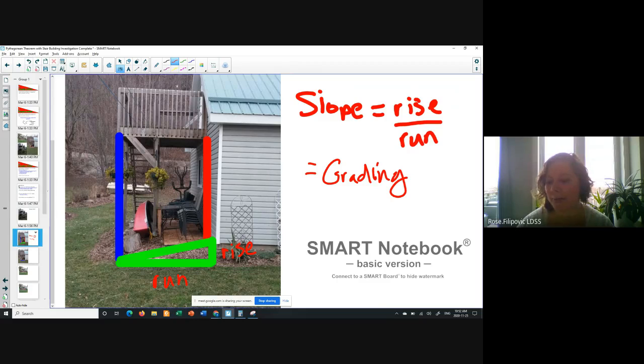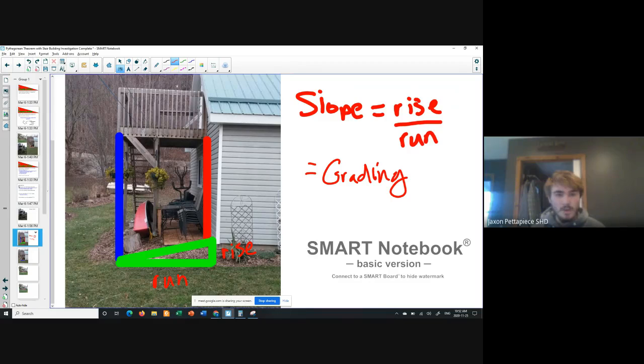So I can show you what we would have done in this case. So for me to try to figure out what the slope or the grading is, because it was actually significant, I kind of needed some measurements.